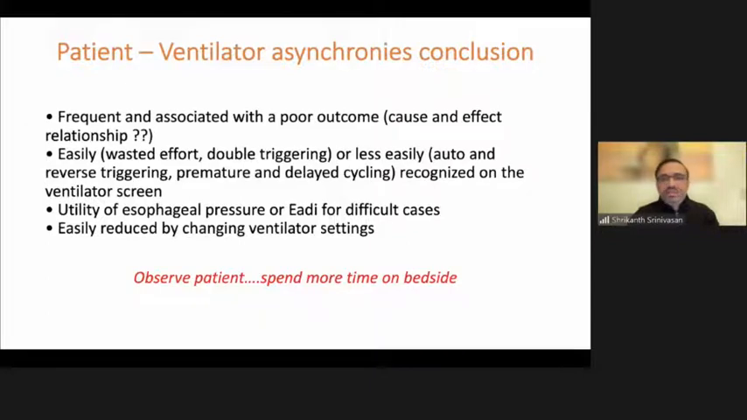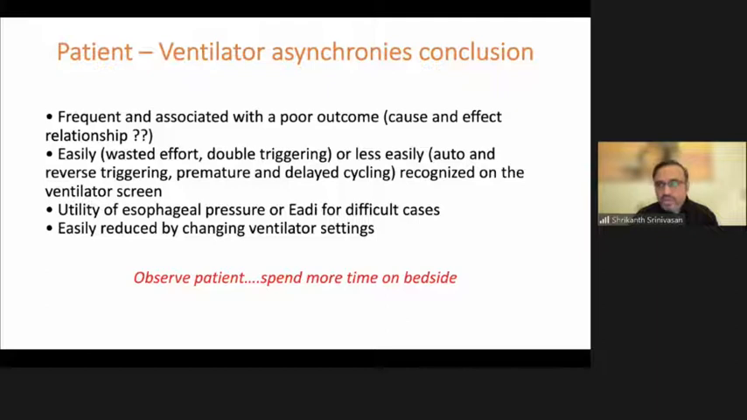So effectively, the conclusion is that these asynchronies are frequent and they are associated with poor outcome. There is a cause and effect relationship also. Some can be easily identified: wasted efforts, double triggering, reverse triggering, premature or delayed cycling. These are more difficult to recognize, but one needs to be aware that auto triggering, reverse triggering, premature and delayed cycling exist, and we actively look for them. In difficult cases, esophageal pressure or EAdi, that is a NAVA catheter, can be used.